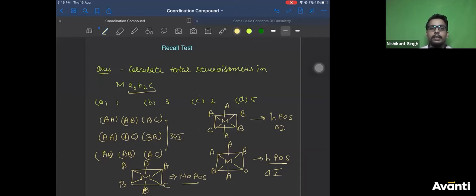Yes, I understand. There is no plane of symmetry. B and C should be interchanged. Why, Adesh, B and C should be interchanged? I have drawn it correctly, right? AB, AB, AC. It is correct only, Adesh. What's the problem in this, Adesh?